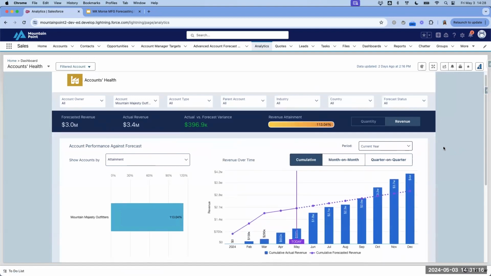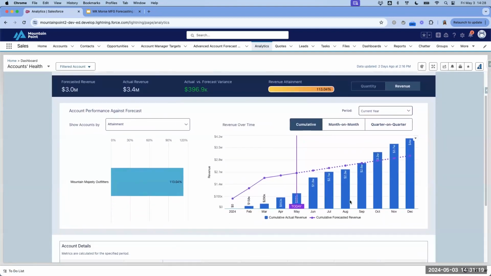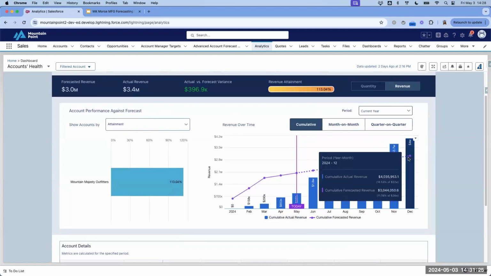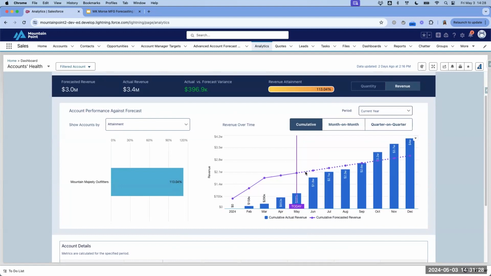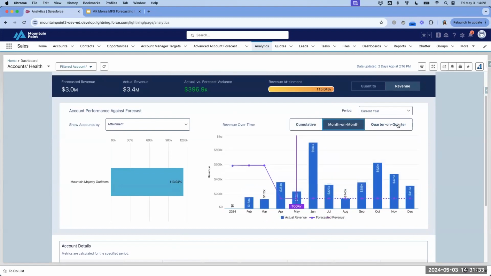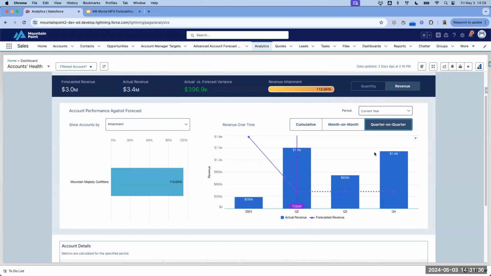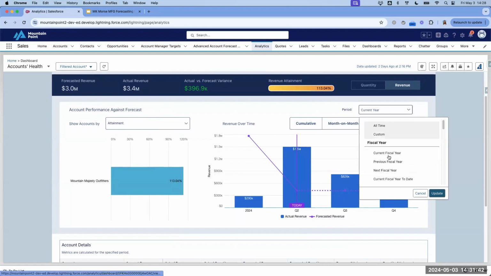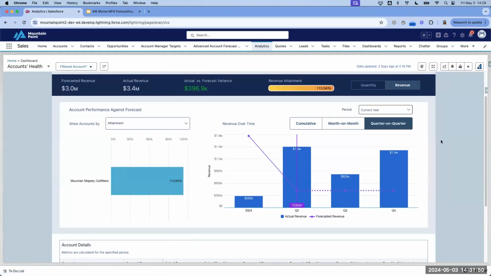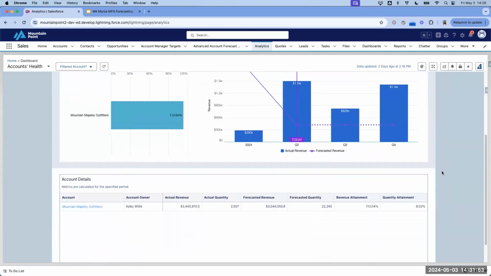Okay. Account health is, again, similar to the account insights, looking at performance against forecast, revenue over time. For this one, you can see with this dotted purple line, this is actually kind of trending, right? So we're kind of looking at what we're thinking the cumulative forecasted revenue will be. We can do that on a month-to-month basis. We can do that on a quarter-to-quarter basis. And then we're comparing the actual revenue to the forecast. And then we can customize the period too. So right now we're looking at the current year, but if you wanted to drill down to very specific dates, so if we wanted to get more granular, you certainly could. And then we've got our account details below.